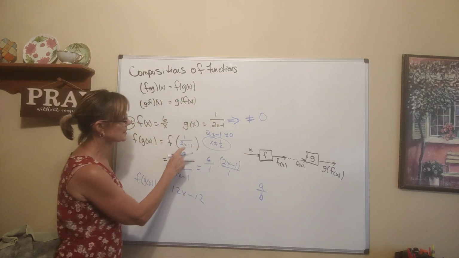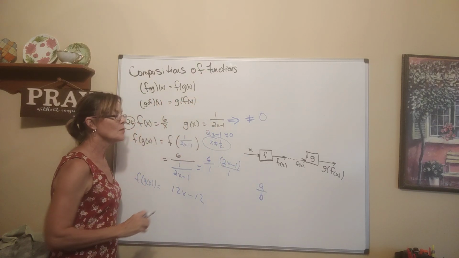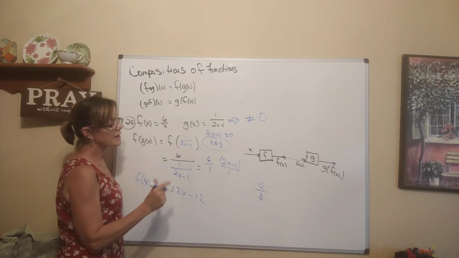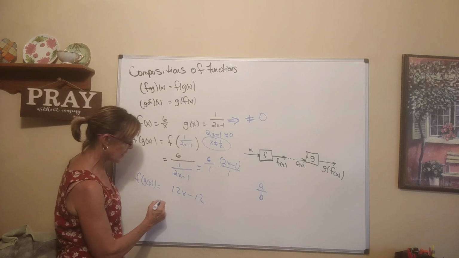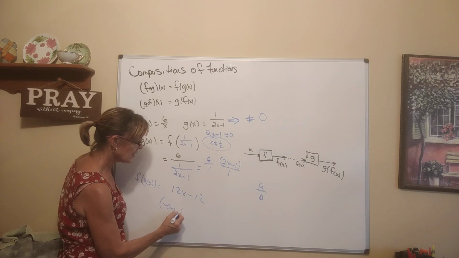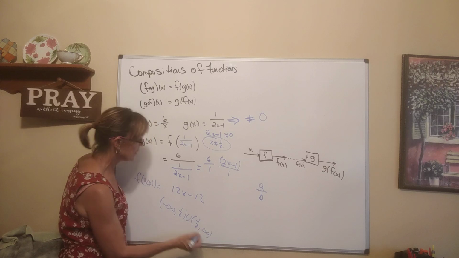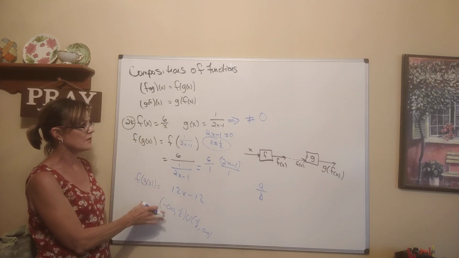Look at the top part of this. It is a 1. 1 doesn't magically turn into 0, so we don't have to worry about that. The only domain issue we have here is it can't be 1/2. So the domain is negative infinity to 1/2, 1/2 to infinity. That is for f of g of x.